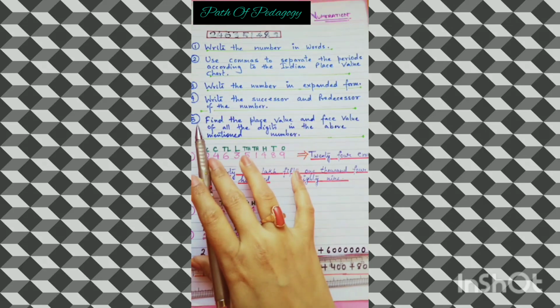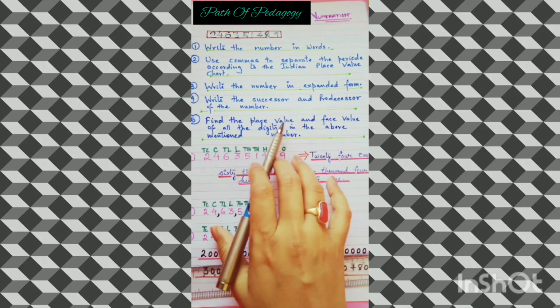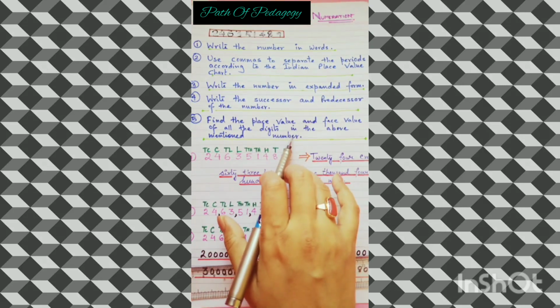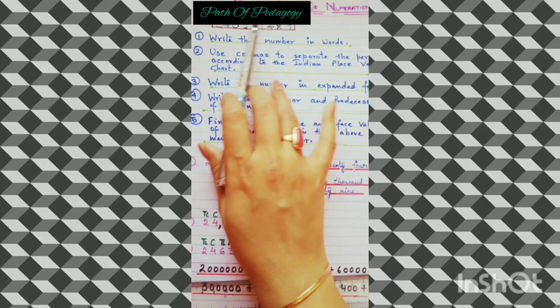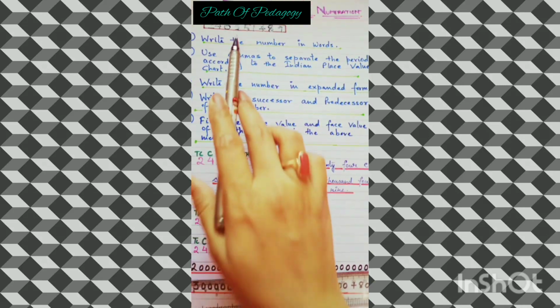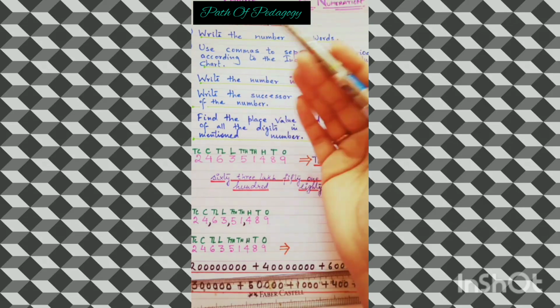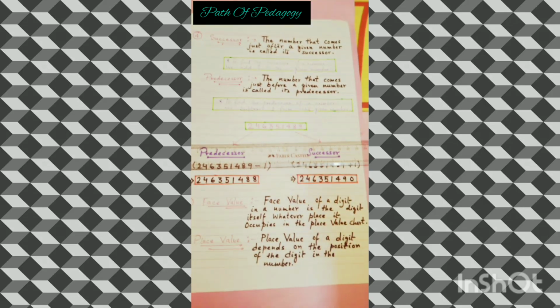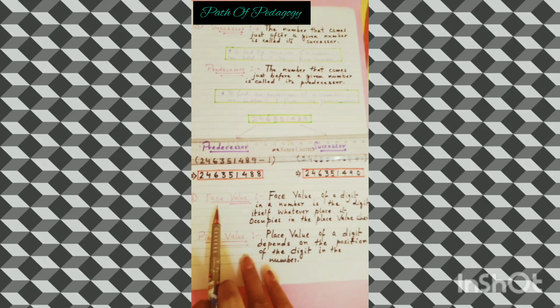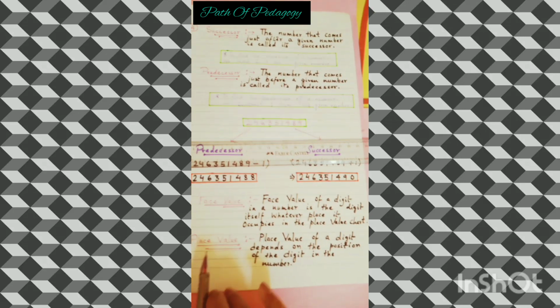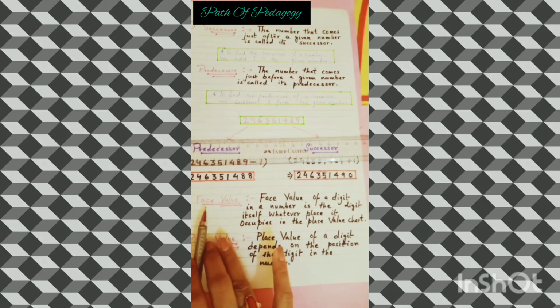Now question number 5. Find the place value and face value of all the digits in the above mentioned number. जो ये नंबर दिया गया है इसका हर एक डिजिट का place value क्या है and face value क्या है. Now first of all we have to know what is called face value and what is called place value of any digit. तो face value क्या होता है?